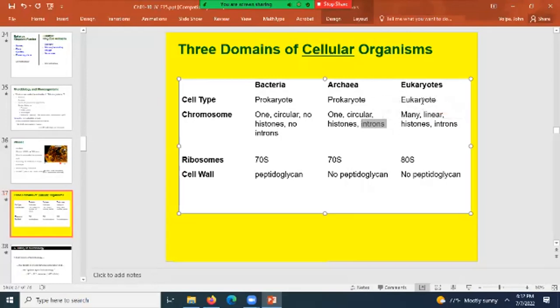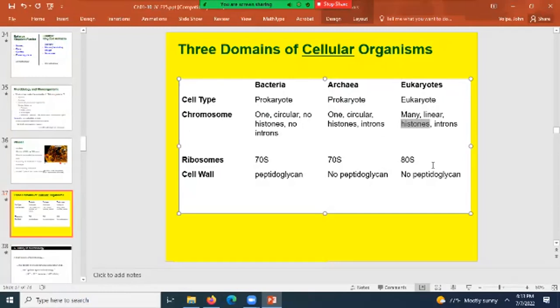The domain eukaryotes generally has many chromosomes, like humans have 46 chromosomes, and they are linear chromosomes. Like when we look at the X chromosome, it has a beginning place and an ending place. So it's a linear chromosome. It's not in a circle. The eukaryotes, you should know this, have histone proteins on the chromosome.